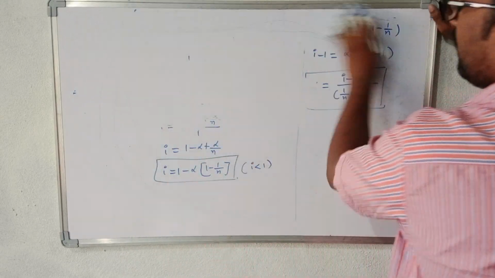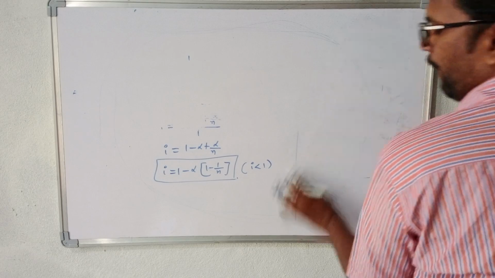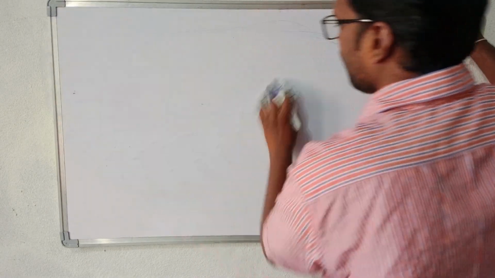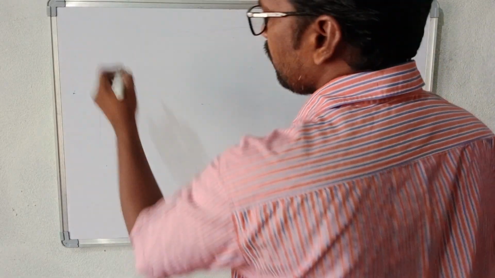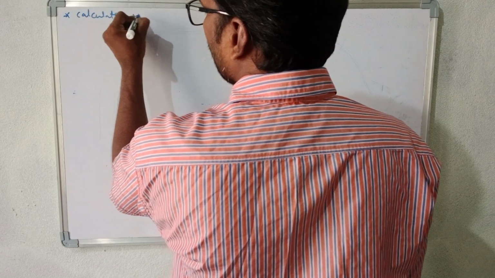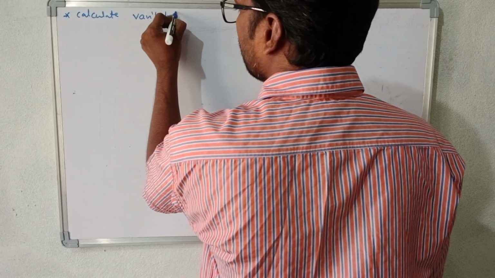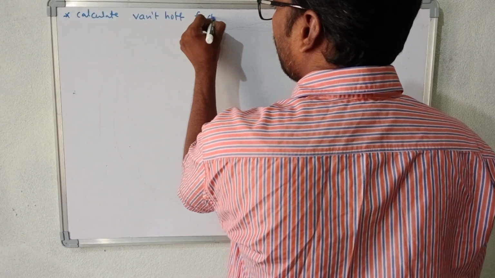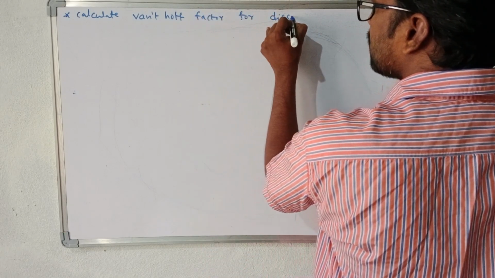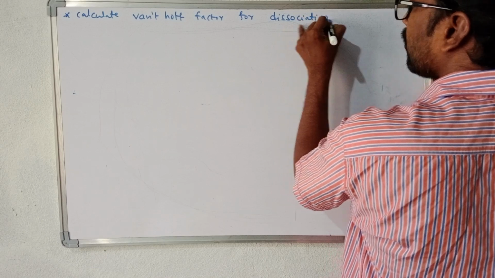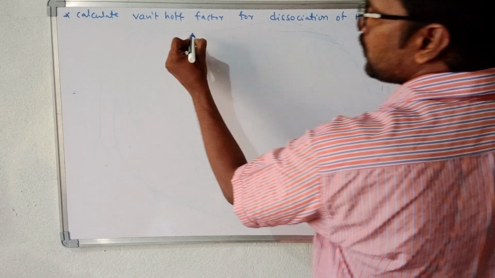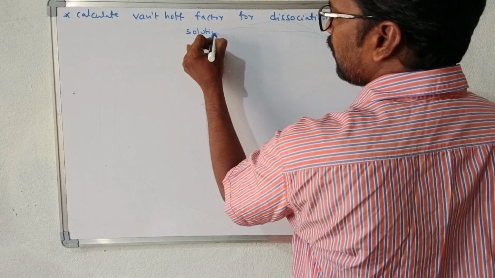So we study by taking an example for this. See, I will give an example to find the van't Hoff factor. Calculate the van't Hoff factor for dissociation of Hg2Cl2 in solution. Dissociation of Hg2Cl2 in solution.